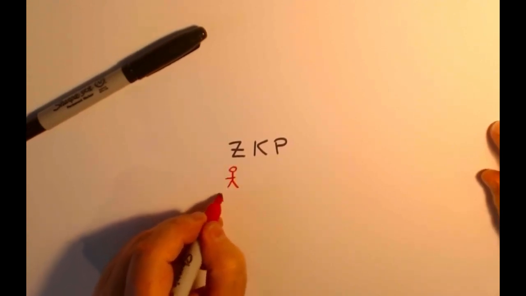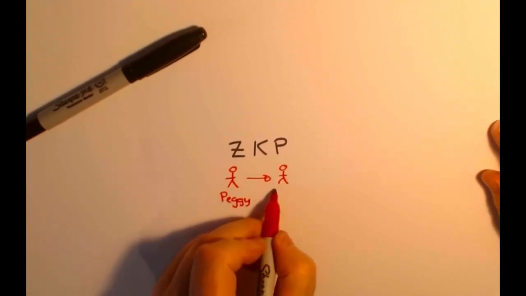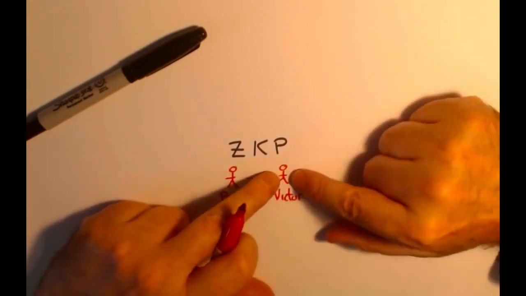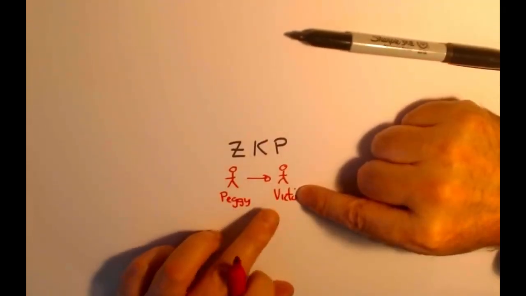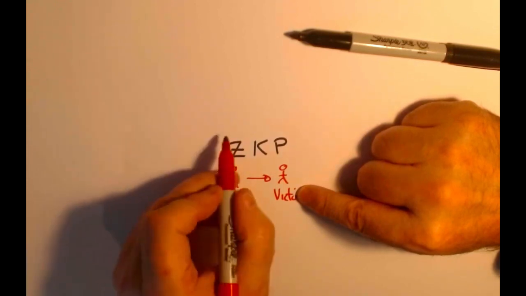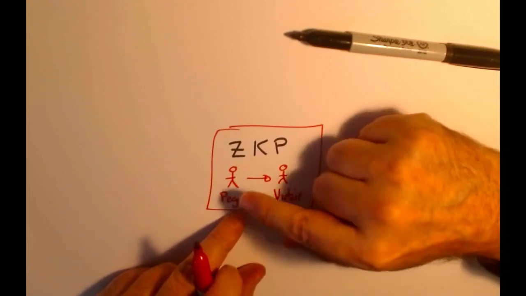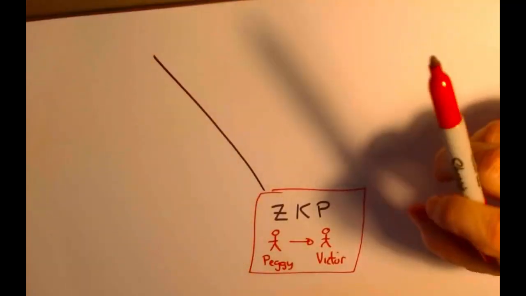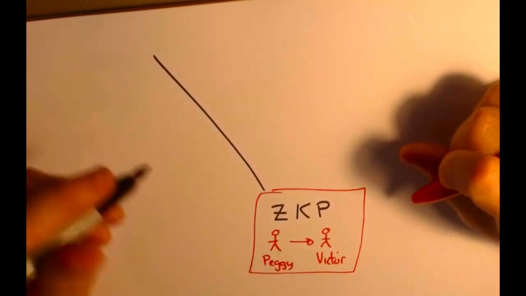So we might have Peggy, the prover, proving something to Victor, the verifier. In this way, Peggy proves something to Victor without Victor actually seeing what the original data was. So with ZKP, we make sure that Peggy doesn't reveal any sensitive secrets. So the core of this is the concept of privacy-preserving knowledge exchange.